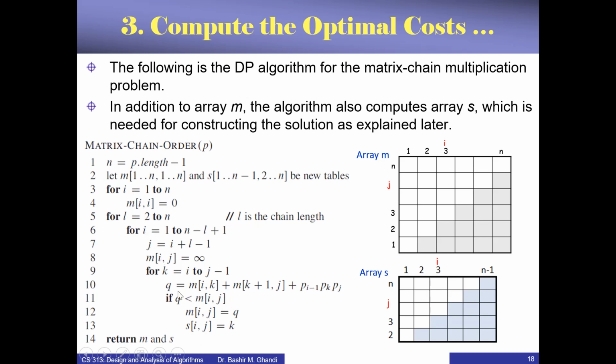This is basically the algorithm that will fill this table in a bottom-up manner based on the length. So starting from the bottom, and also for each row we're going to do it left to right. This is exactly what this algorithm will do.